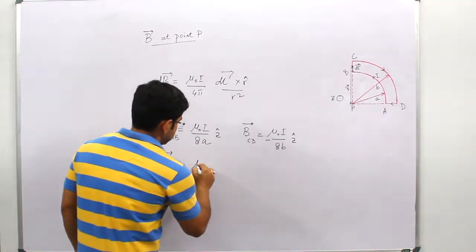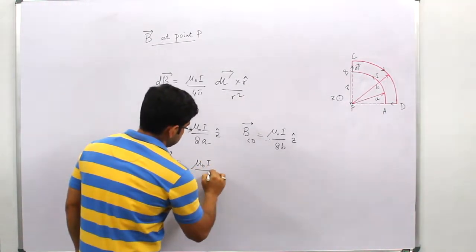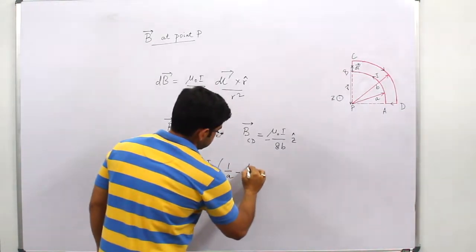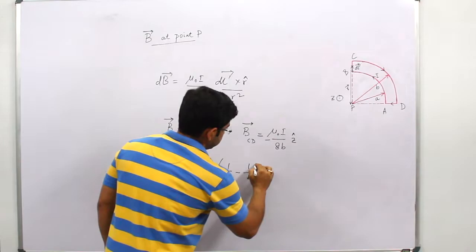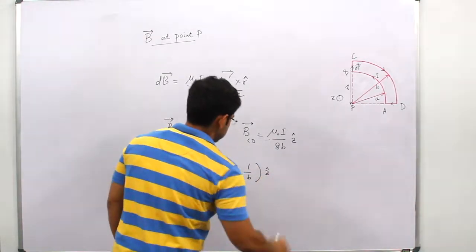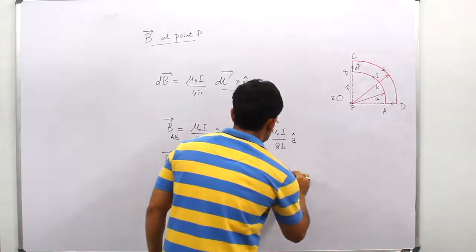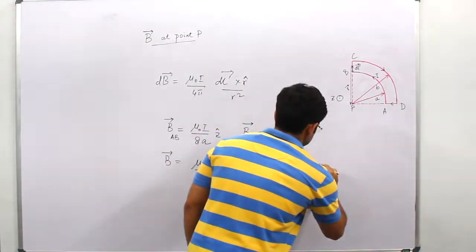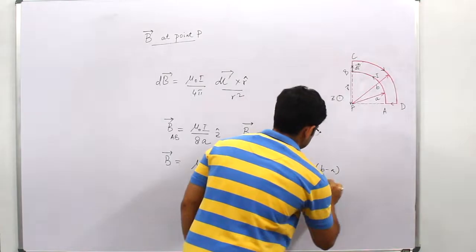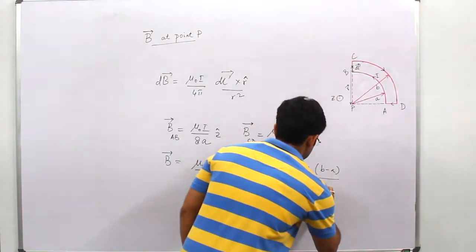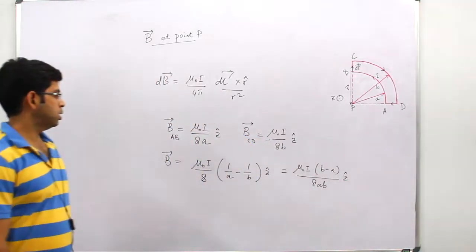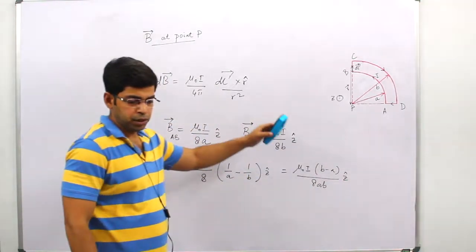This will ultimately give μ0 I by 8 (1 by A minus 1 by B) z unit vector. Finally, this is the net magnetic field at the point P.